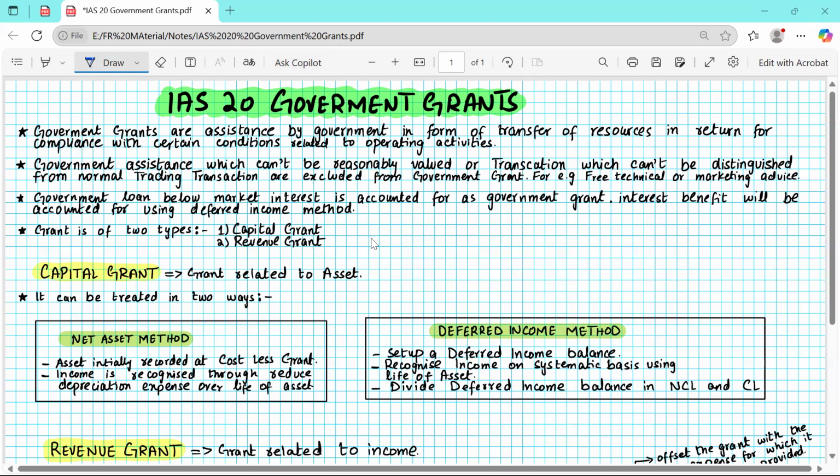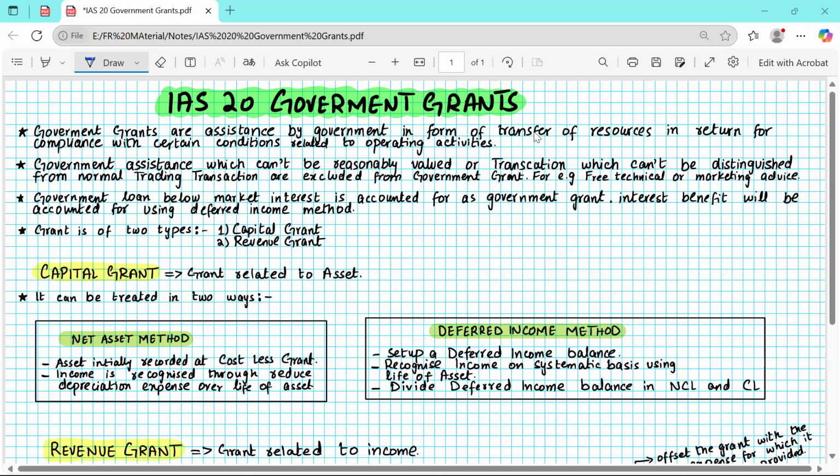For example, free technical or marketing advice. If the government gives you some kind of technical advice or marketing advice, we cannot value that, right? I cannot say that the government gave us marketing advice and its value is $1,000, or the government gave me free technical advice and its value is $500. And I cannot distinguish that from a normal trading transaction as well. It cannot be valued. So such a thing will be excluded from the government grant.